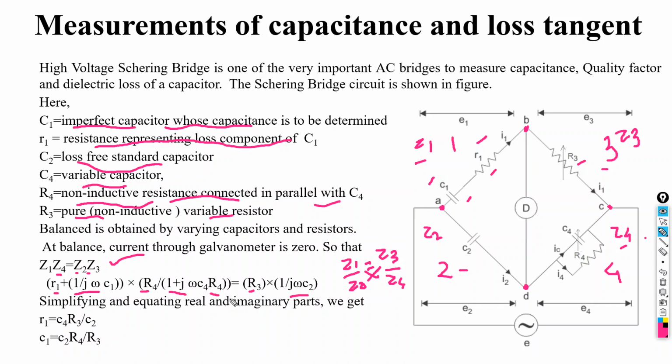After simplifying this equation and equating the real part with the real part and the imaginary part with the imaginary part, finally we get the value of R1 equals C4 R3 upon C2, and the value of the capacitor whose value is to be determined is given by C1 equals C2 R4 divided by R3. In this way, using this high voltage Schering bridge, the value of the unknown capacitor can be determined.